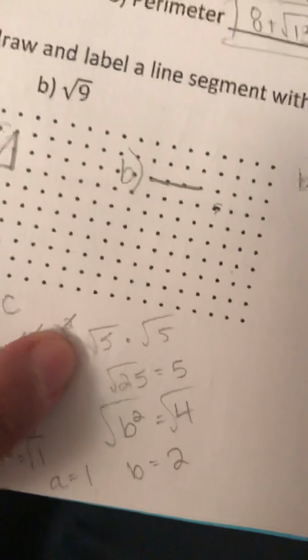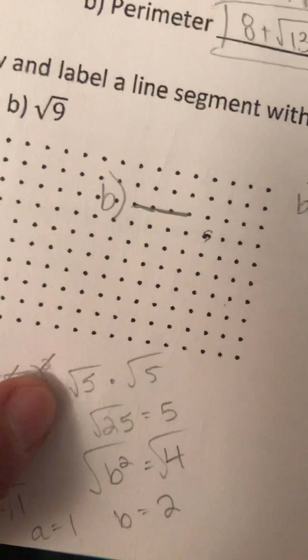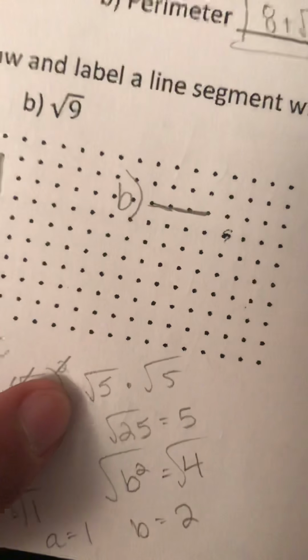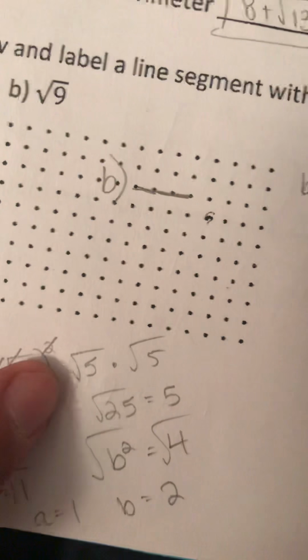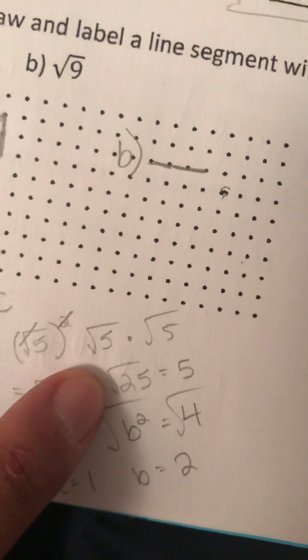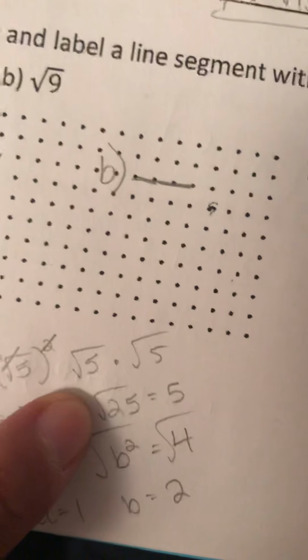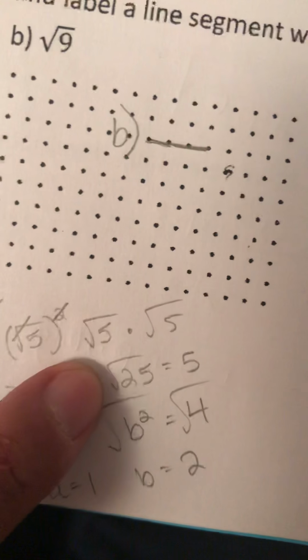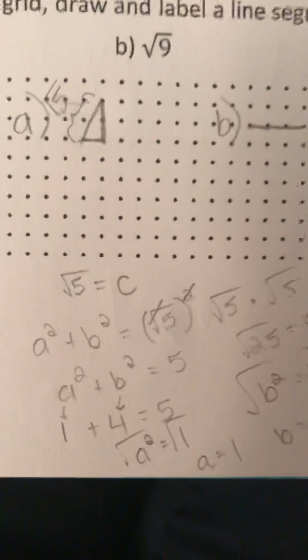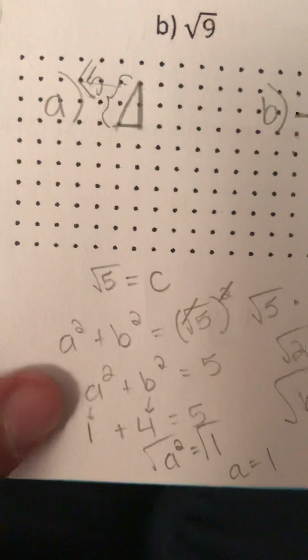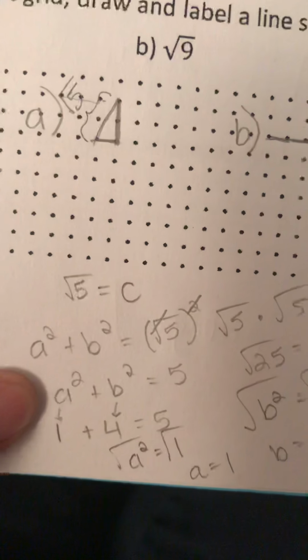If you really want to get into the math of it, I wrote this over here. Well, the square root of 5 times the square root of 5, we're just going to multiply those numbers underneath the square root sign, and that's going to give me the square root of 25. And what is the square root of 25? Well, that's just 5. Okay? So back to this line over here: a squared plus b squared equals 5.